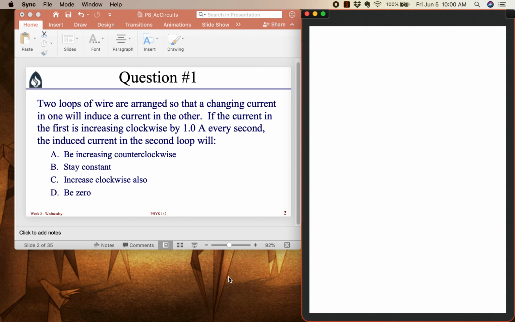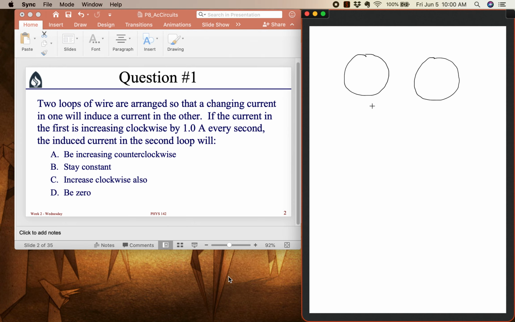One thing this question does not tell us is how the loops are arranged with respect to each other. So let's consider a couple of different cases. First, let's think about two loops that are coplanar but are not coaxial. So they're basically sitting right next to each other. So let's say this is the primary loop and that this is the secondary loop.